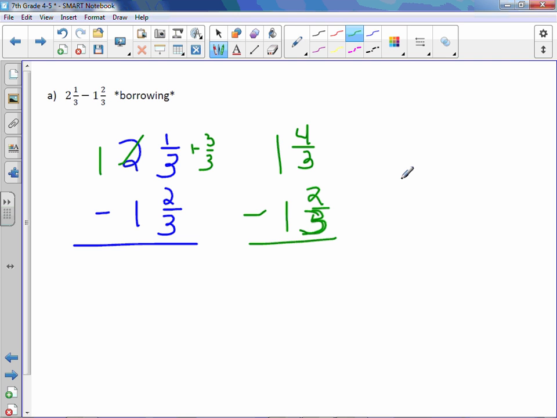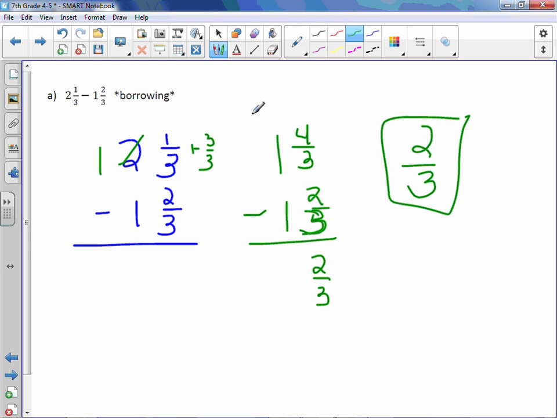Now we can subtract. 4/3 minus 2/3 is 2/3. And 1 minus 1 is 0. So 2/3 is our difference.